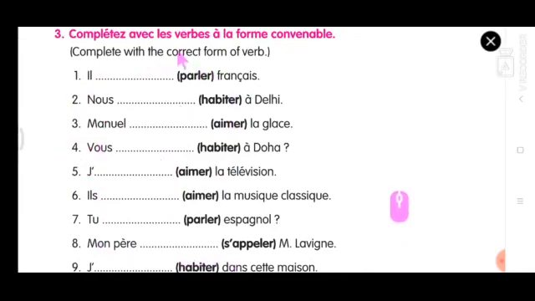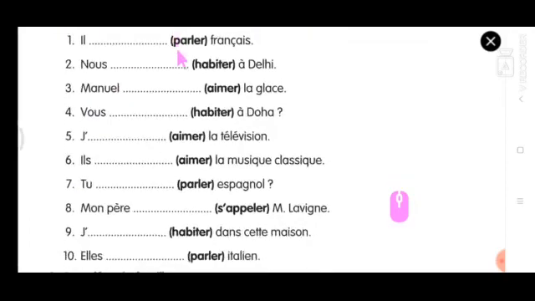So that's it for today. So today we learned ER verb conjugations and its endings. So next class we'll be seeing a different topic.